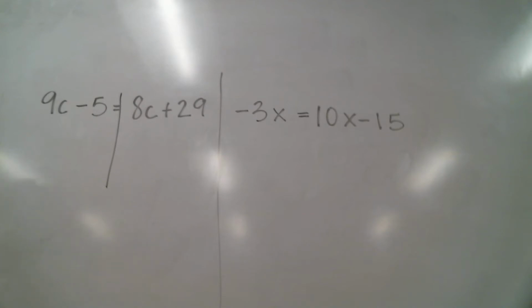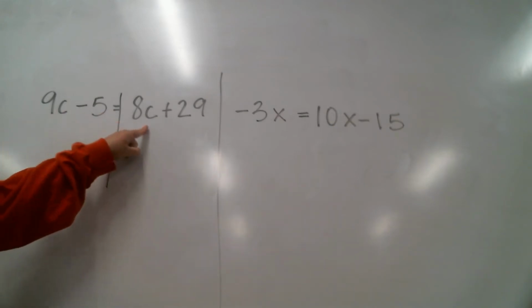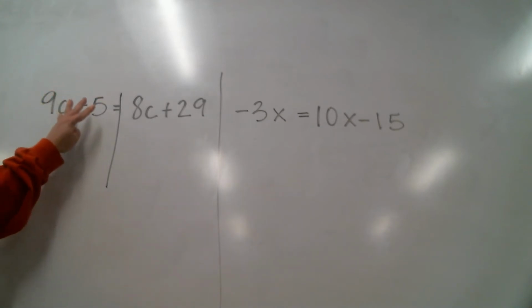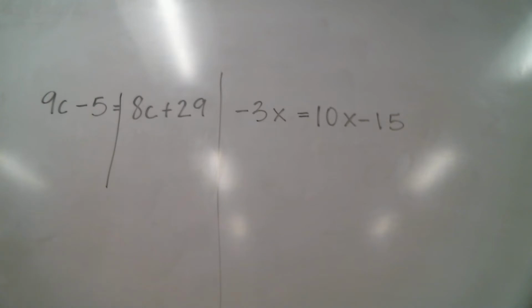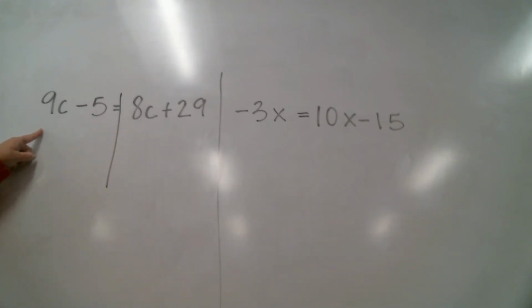Okay, and if you notice on this one, there's a variable on both sides. We've got 9c over here and 8c over here. Okay, and this is different. When we practiced combining like terms last week, the variables were on one side together, so we had to combine them up. When they're on two different sides, we're going to have to remove one with inverse operations like we've been doing. We've got to remove one from one side and move it over to the other side.